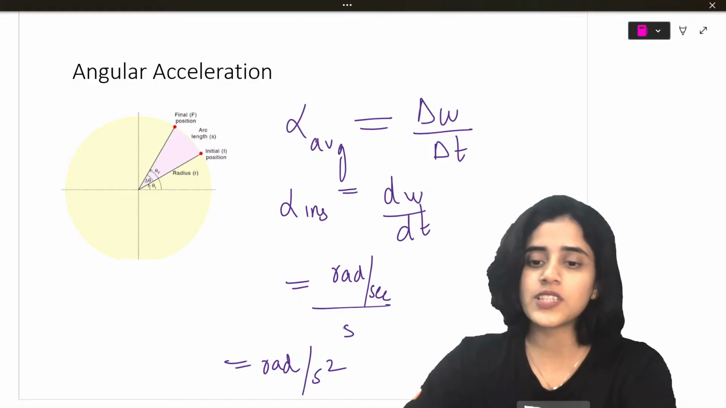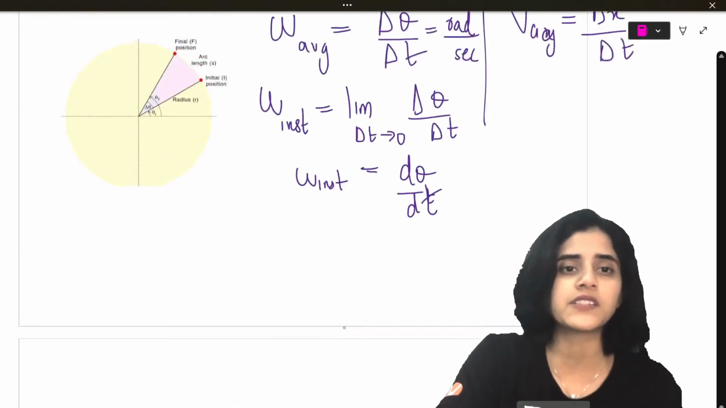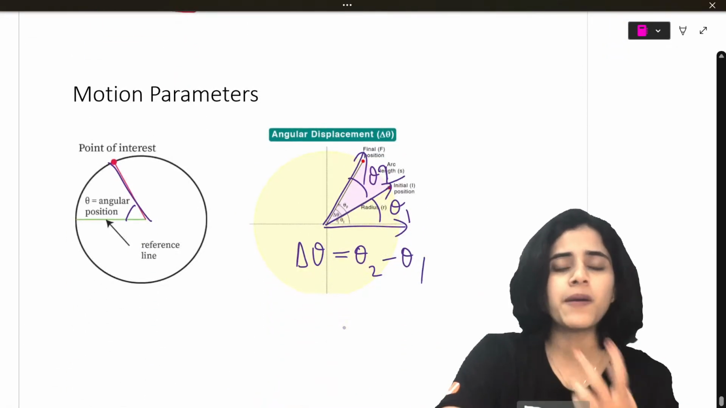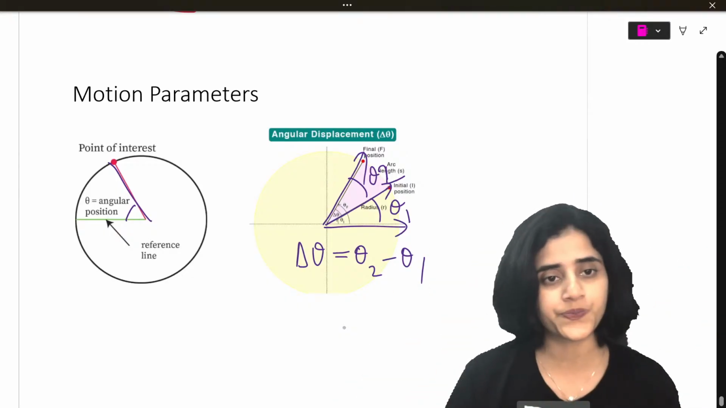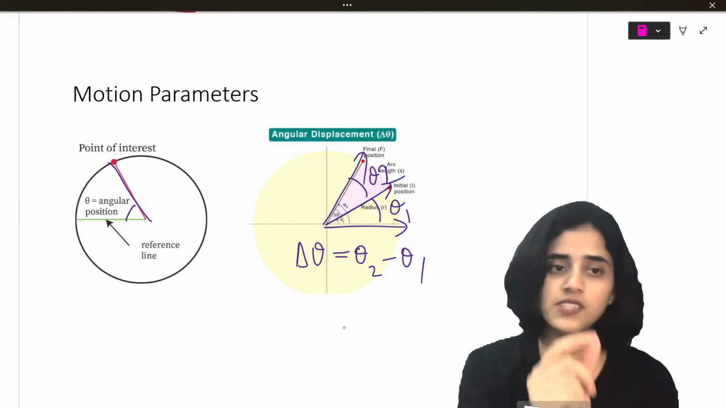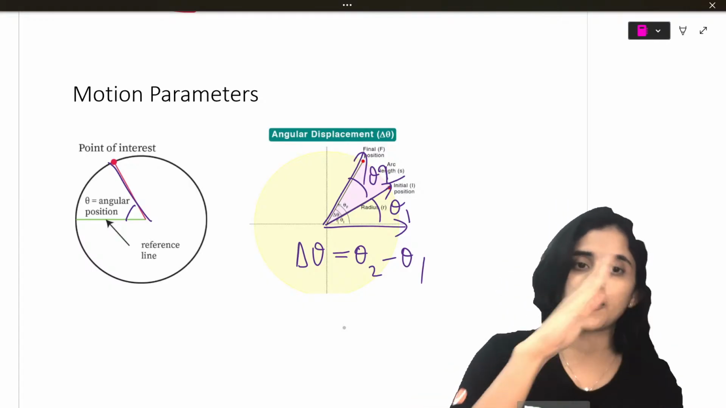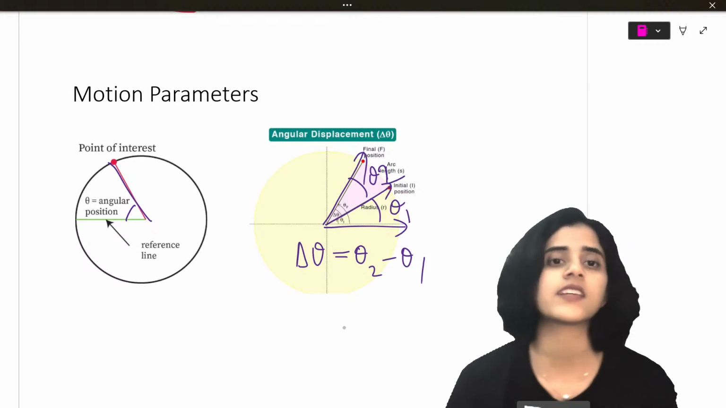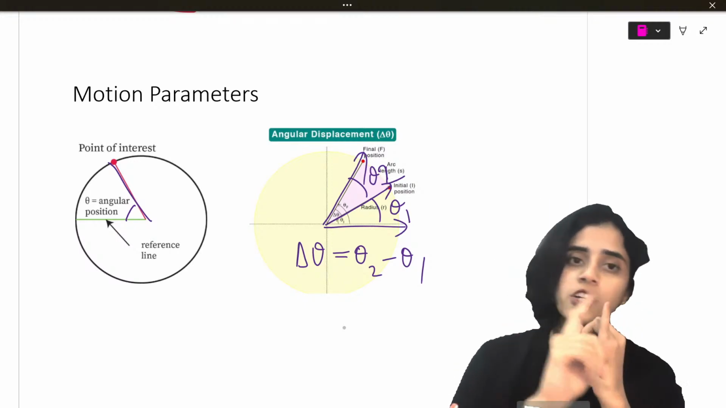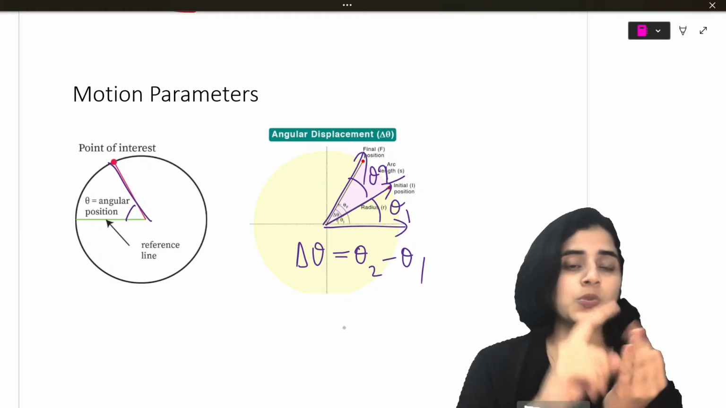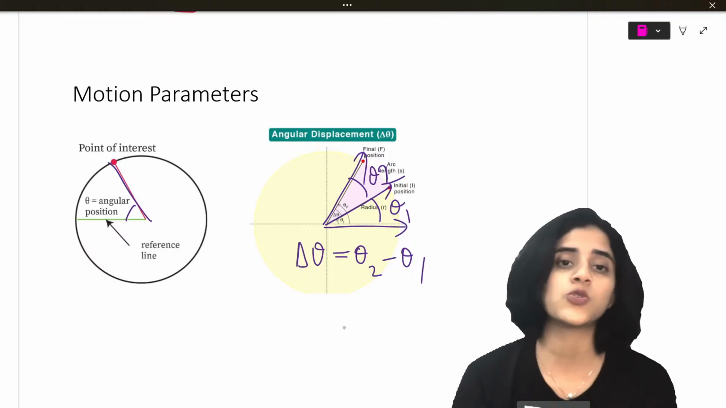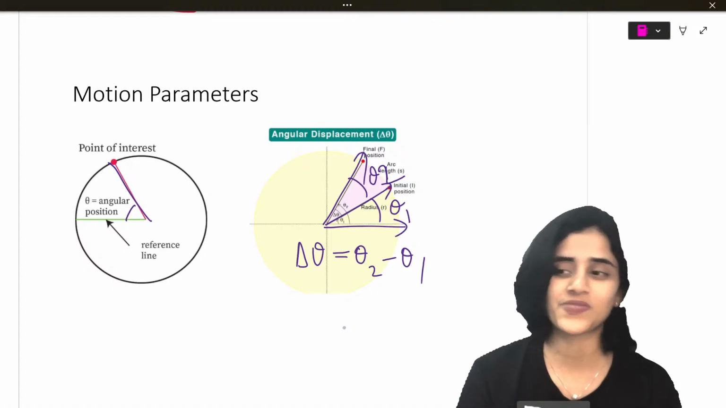Okay. So these are all some motion parameters. What are motion parameters? Parameters that describe motion in a circular path. Okay. The position is described by theta, displacement delta theta, and then the rest I already explained. So we learned about vectors. We learned about motion in 2 dimensions, which is projectile motion and uniform circular motion. Okay.